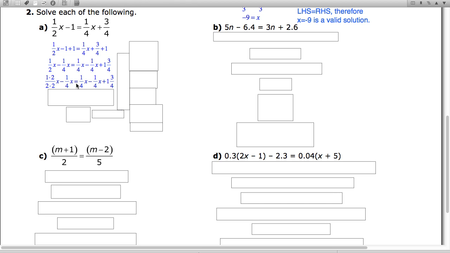Now, in order to do that, I need to find a common denominator between 2 and 4, and of course that'd be 4. So I have to double the top and the bottom here. So changing it into 2/4 x minus a quarter x allows me to go ahead and do that subtraction. And that just leaves me with a quarter x. Of course, on the other side of the equation, we had a quarter x minus a quarter x, which is 0. We're just left with 1 3/4. So we're very close to having a solution here.